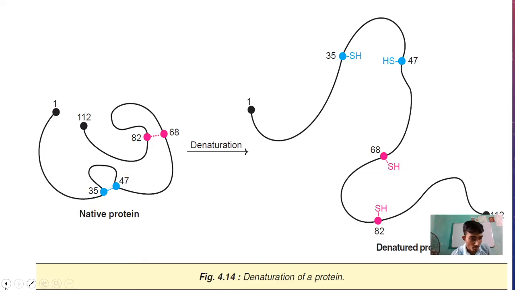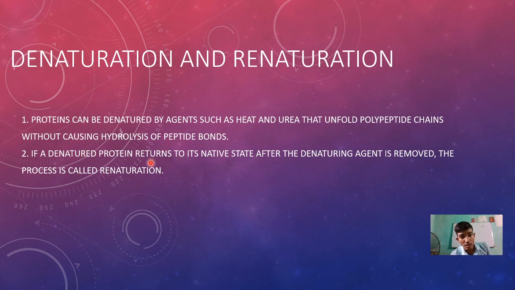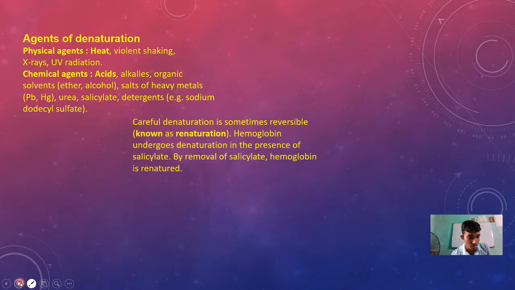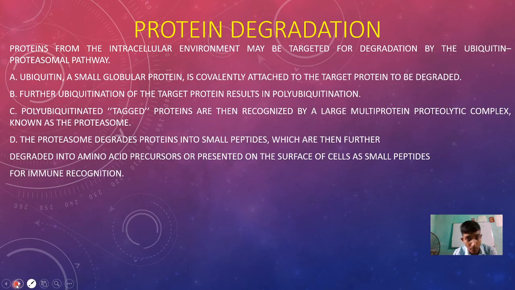Another is renaturation. Renaturation means if the denatured protein returns to its native state after the denaturing agent is removed, the process is called renaturation. An example of renaturation: denaturation is sometimes reversible, known as renaturation. Hemoglobin undergoes denaturation in the presence of salicylate. By removal of the salicylate, hemoglobin is restored. So it is an example of renaturation. And you can note down the agents, physical agents and chemical agents, here. Next, let's move to protein degradation.